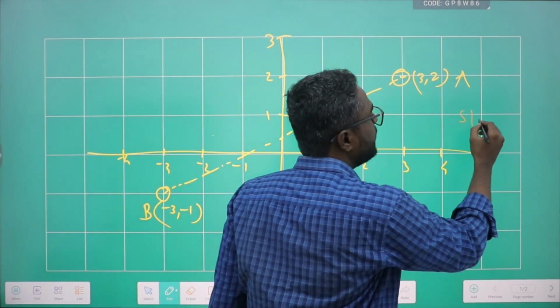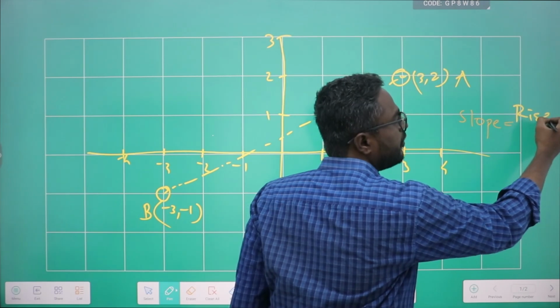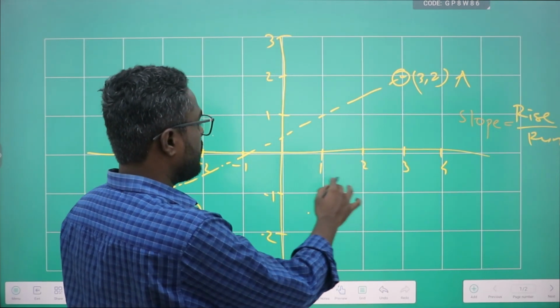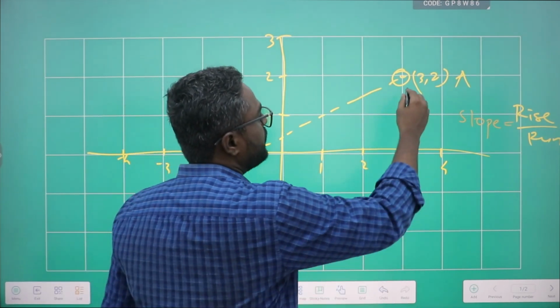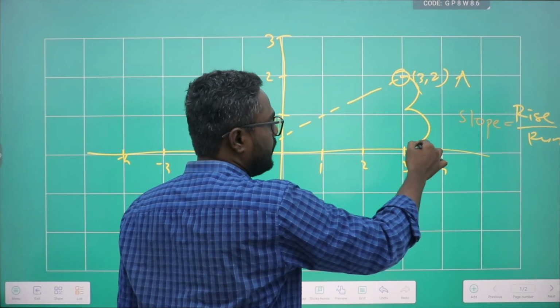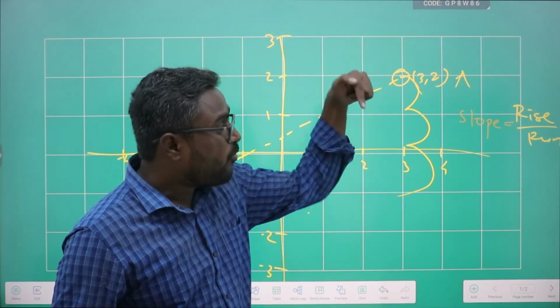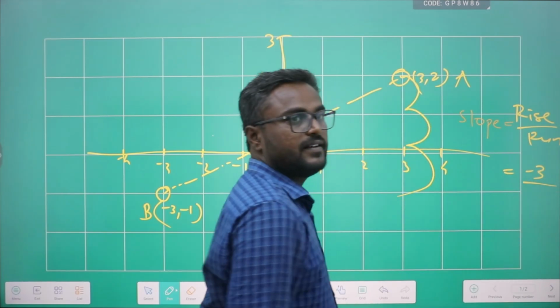Slope is nothing but rise over run. So let me see, what is the vertical distance that I need to go down? First, 1, 2, 3 units. So the rise was in the negative part. So we will write it as negative 3.